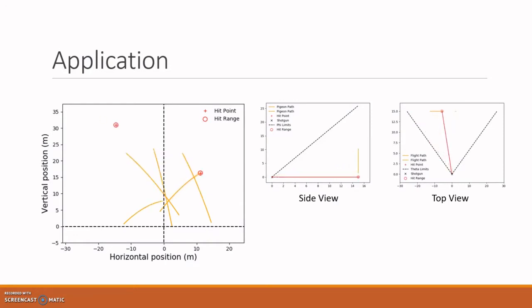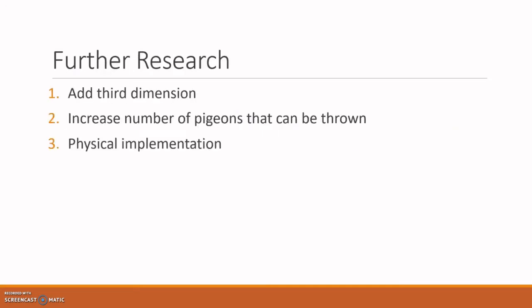And so here's the application when we actually implemented our code based on our tuning parameters. You can see over here on the left that our code is actually hitting each different clay pigeon as it's being launched from, like we said before, random positions and random velocities. And over here on the right are the side view and the top view of our controller as well.